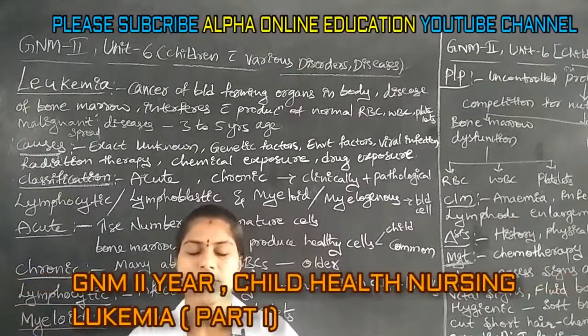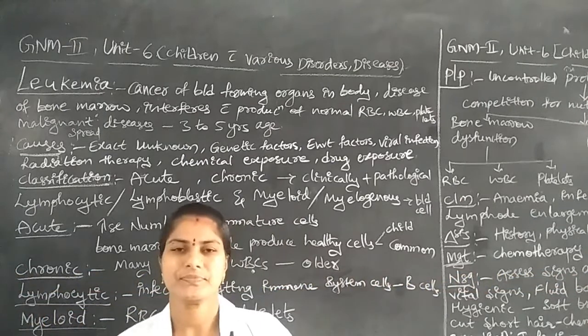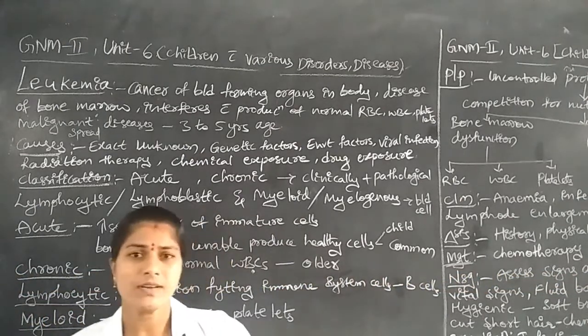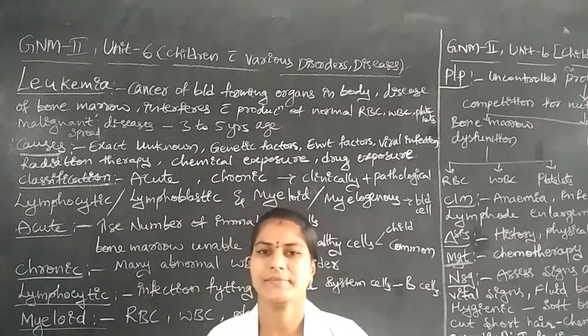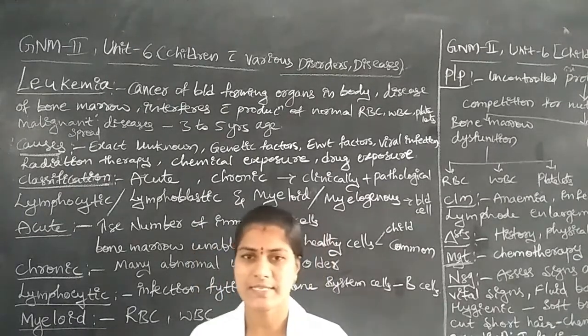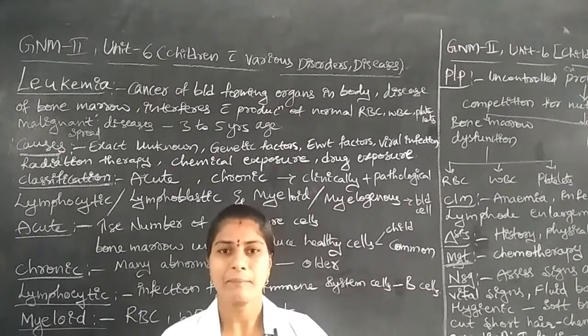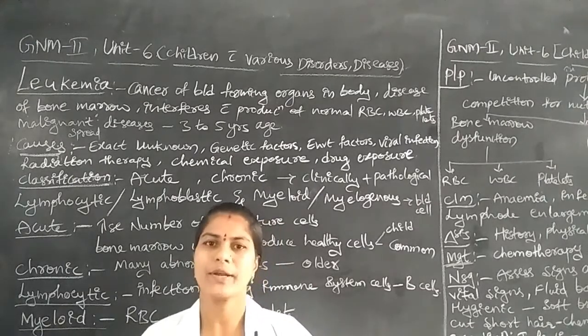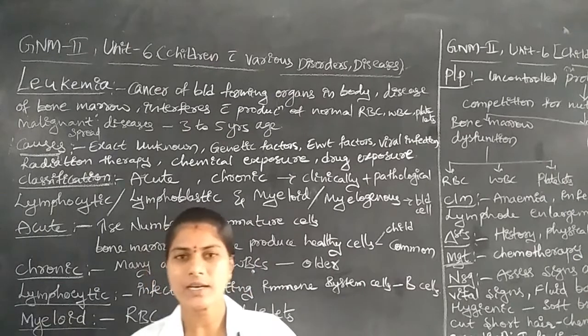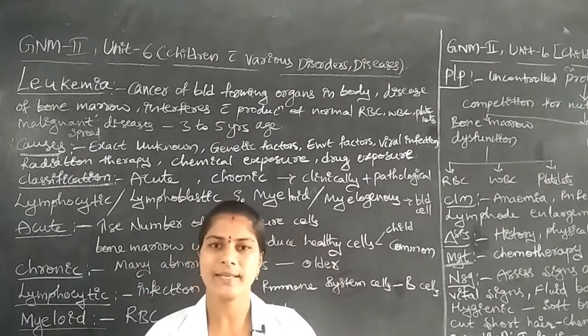Okay, we are going to discuss one disease condition, that is leukemia. First of all, we learn about blood. What is blood, where is it present, and what are the functions of blood? Blood is a type of fluid that will be there in the human body. Blood is compulsorily present in the human body.